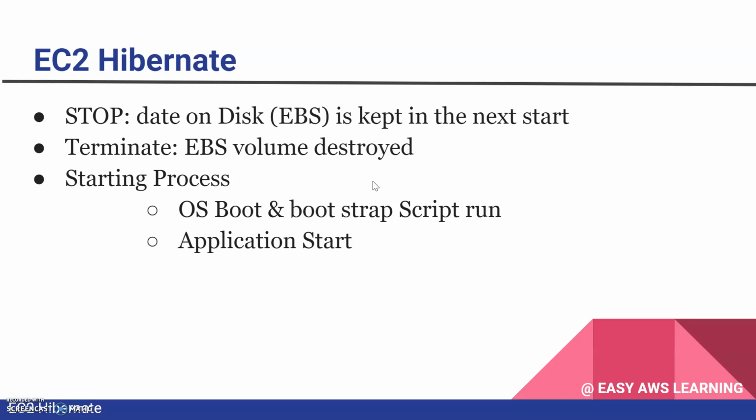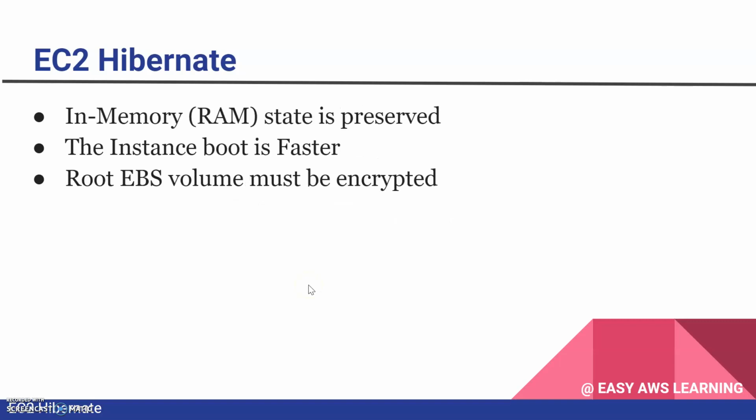So with EC2 Hibernate, what we have learned until now is that an EC2 instance can be stopped or terminated. A stopped instance keeps the data on the EBS disk, and it will start next time with that state. Terminate will destroy your EBS root volume and completely remove your configuration. A start basically boots your system, runs your bootstrap script, and after that starts your application. So this is the process of termination.